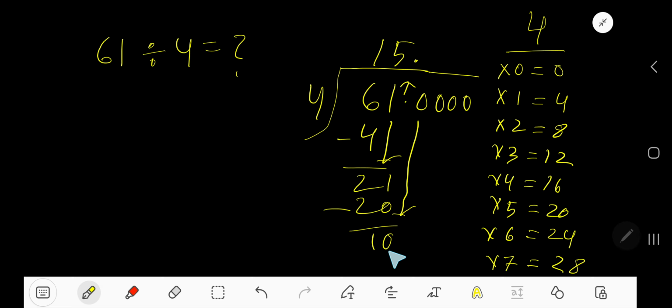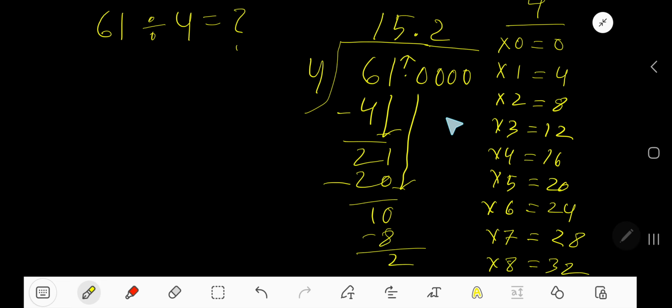4 goes into 10 how many times? 2 times 4, 8, then 3 times 4, 12, which is greater, so 2 times actually. That gives us 8, right? 2 times 4, 8.